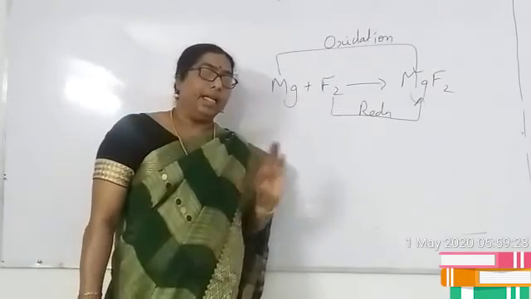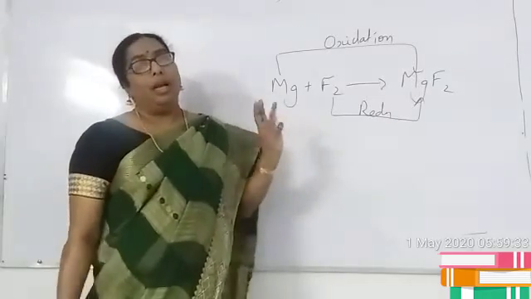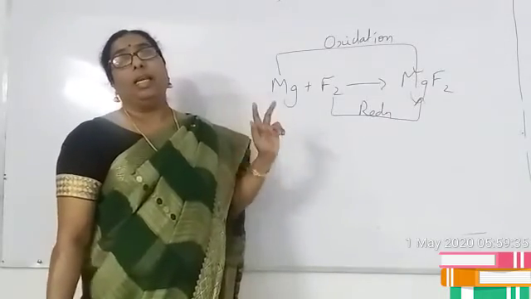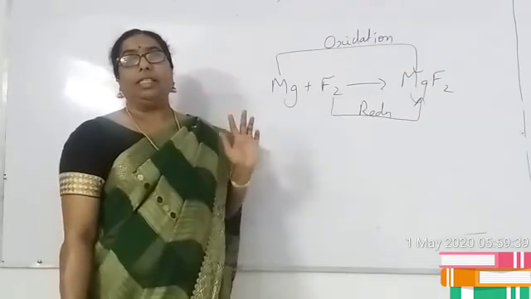Is it clear, children? So we have defined oxidation and reduction in terms of hydrogen, oxygen as well as electronegative or electropositive radical. The rest we will study in the next class.